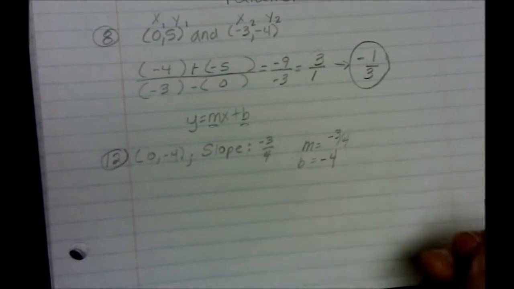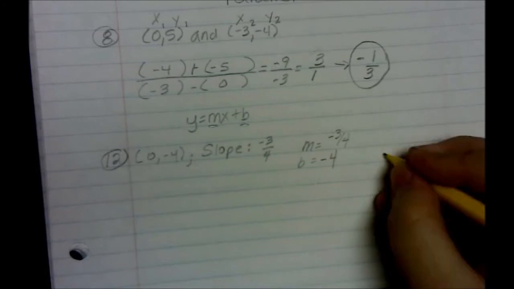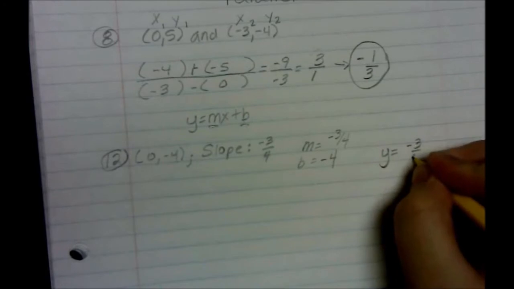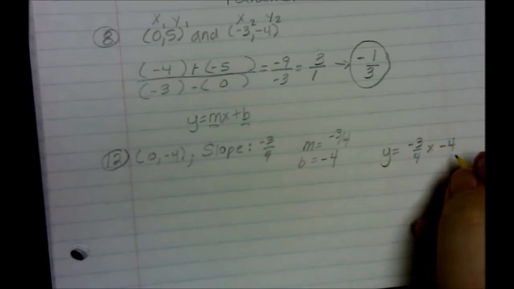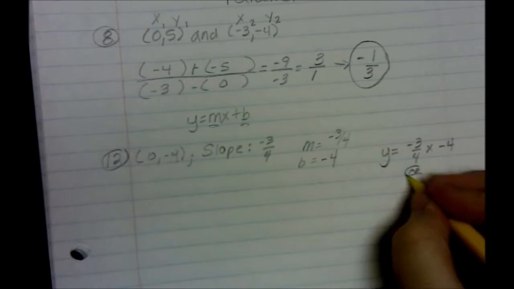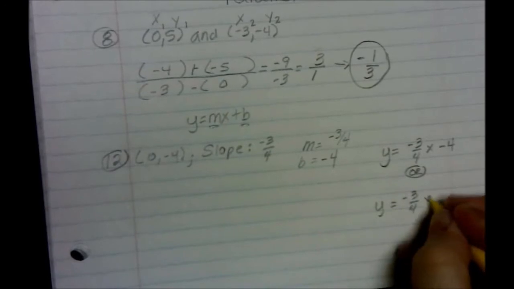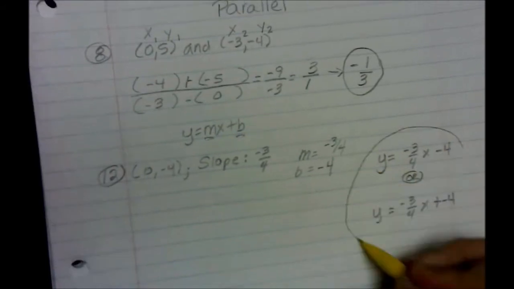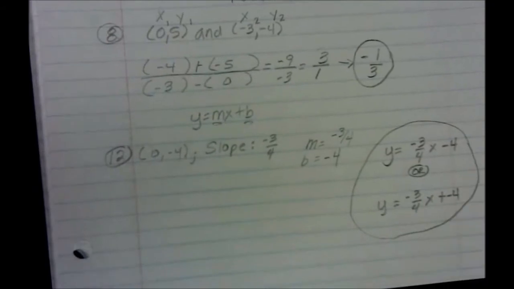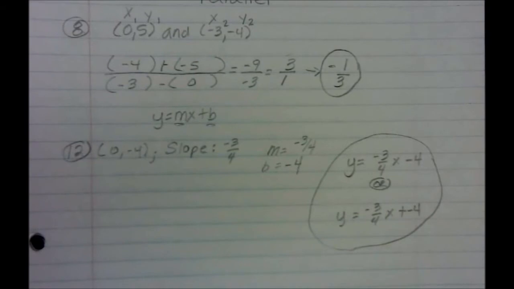They actually tell us that. So to write the equation of this line, we would have y equals -3/4x minus 4. If you wrote plus -4 like this, that's fine. That's the same exact thing. So that would be your answer for number 12. Remember, they're asking you for the equation of the line.